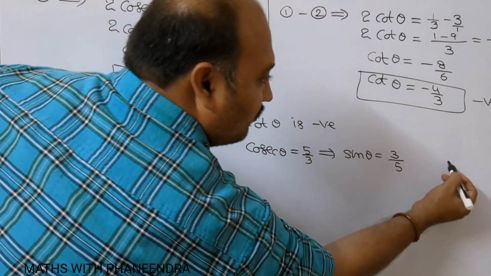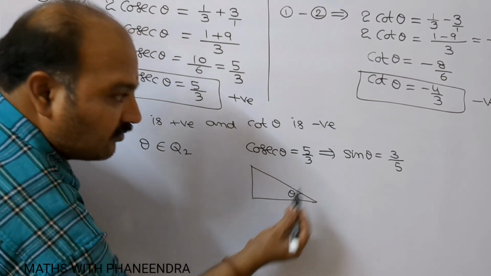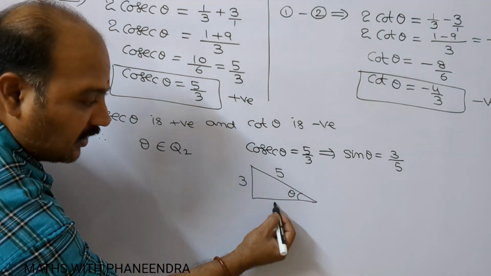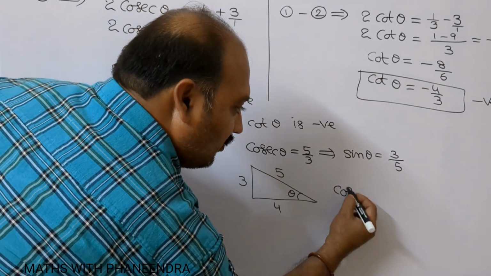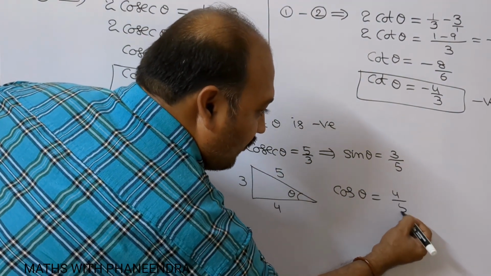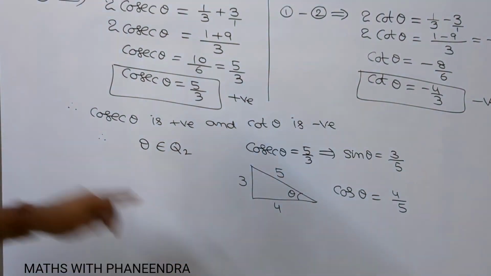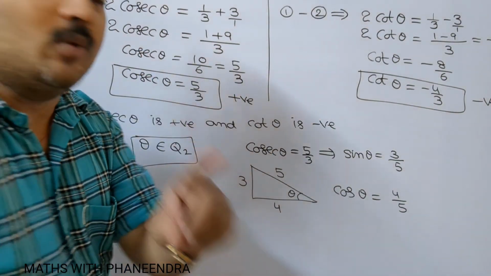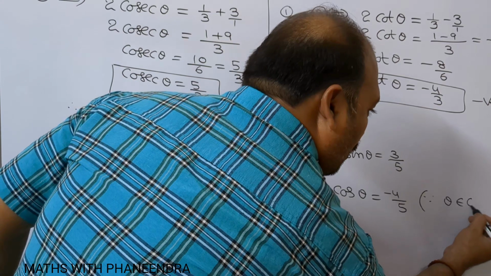Whenever sine theta comes, for cos theta, we will draw a right-angled triangle, dear students. Sine theta definition: opposite by hypotenuse. We know the Pythagorean triples: whenever 3, 5 comes here, obviously 4 will come. From this right-angled triangle, cos theta definition: adjacent side by hypotenuse. So 4/5. Here a doubt will arise: sir, can we take plus or minus? Theta belongs to Q2, and in the second quadrant, cos theta is negative. So you can write it as minus, since theta belongs to Q2.